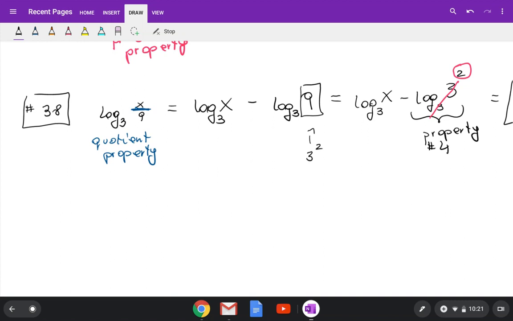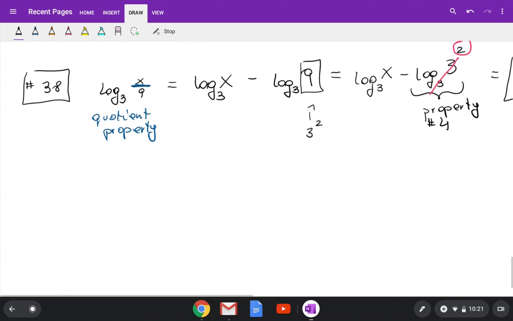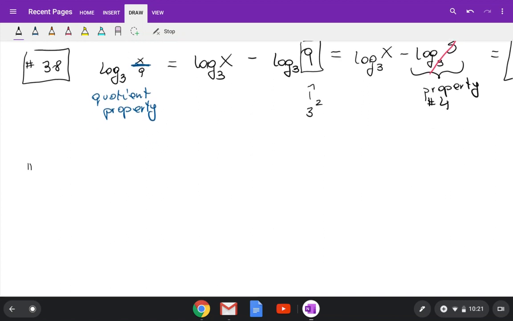This is number 38. Next one which I pick, it's number 40 from your textbook. So we're going to expand this expression, logarithm base 7 of x to the 5th power. Okay, so you see the power, that means power property.